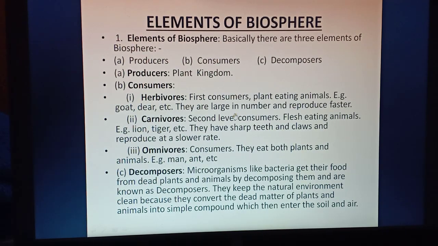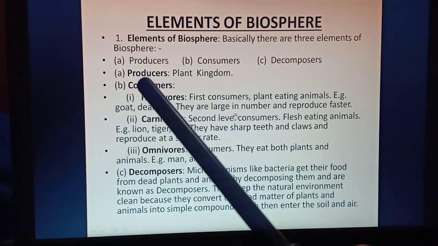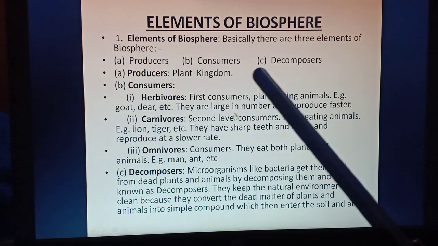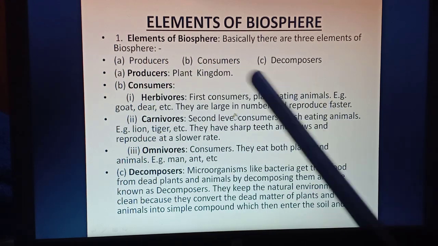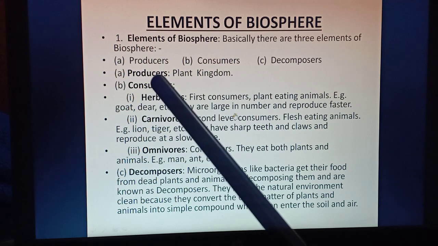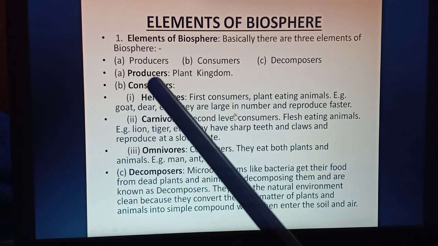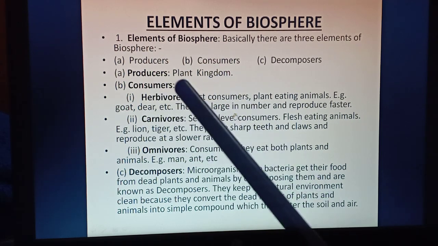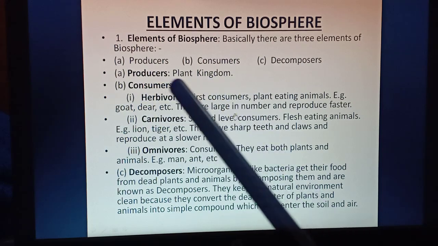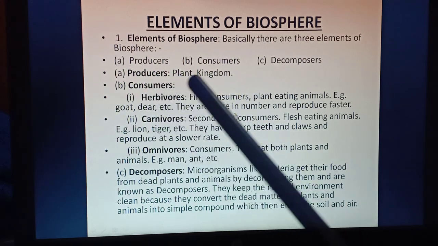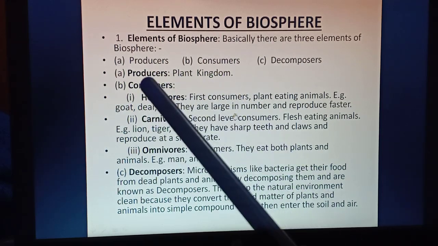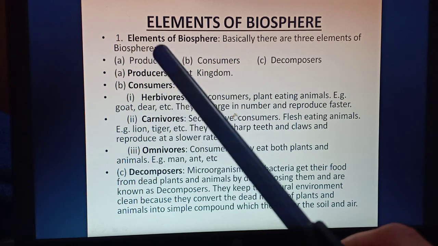Let's talk about elements of biosphere. So basically there are three elements of biosphere: producers, consumers and decomposers. So first let's talk about producers. Who are producers? Plants are called producers. Why? Because they produce their own food.